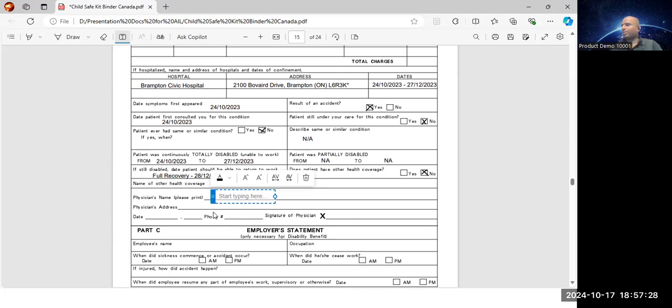Okay, so physician's name. So let's say the name of the physician in this case, this is YYY, IUU, and the address. Okay, again, you want to make sure that the address is legible and that there are no typos. So let's say this is 2100 Boway Drive East. This is Brampton, Ontario, L64 3J7.